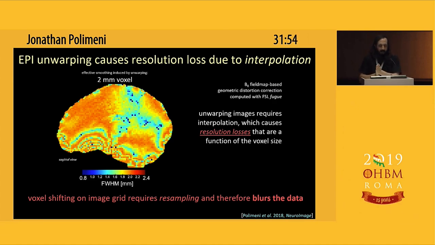Again, unwarping the image requires interpolation, which causes resolution losses. They're also going to be a function of the voxel size. Again, voxel shifting on the image grid requires resampling and therefore blurs the data. So this is something we need to be mindful of if we want to perform distortion correction on the EPI data. Again, if we acquire anatomical reference data that's exactly distortion matched to the fMRI, this is not a concern.